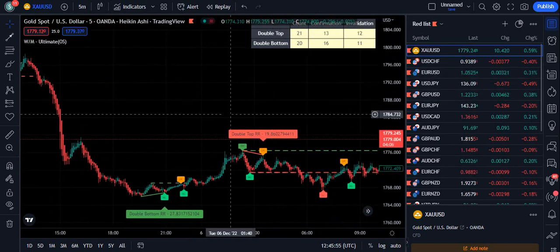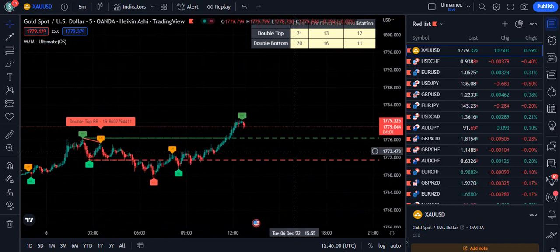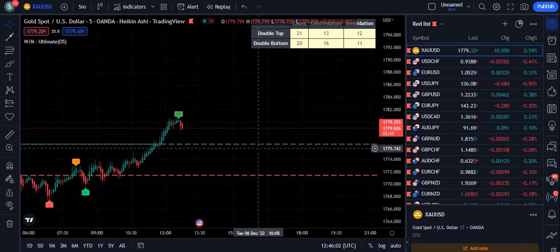So guys, attach this indicator, use this indicator on forex, crypto, and the stock market as per your choice, and hopefully this will be a profitable journey for you.